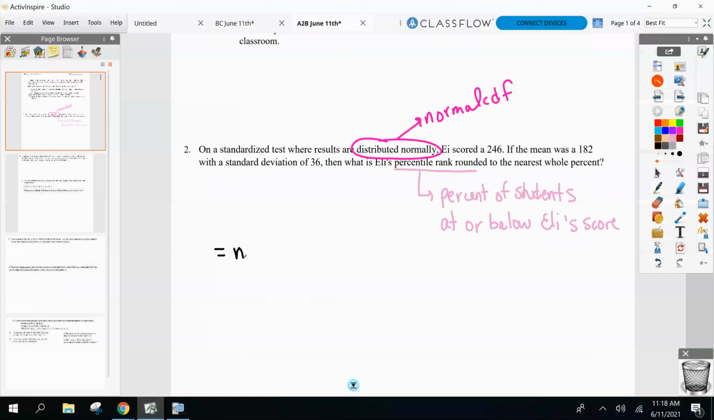All right, so normal CDF, 270, 290. I am not even in the right problem. Sorry, guys. That's a one jab. How about this? -1E99, comma 246, 182, and 36. All right, equals. All right, Caroline, almost done.